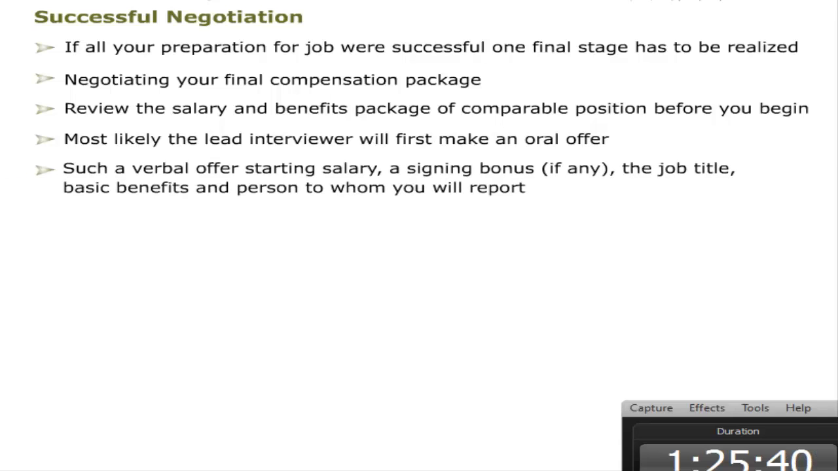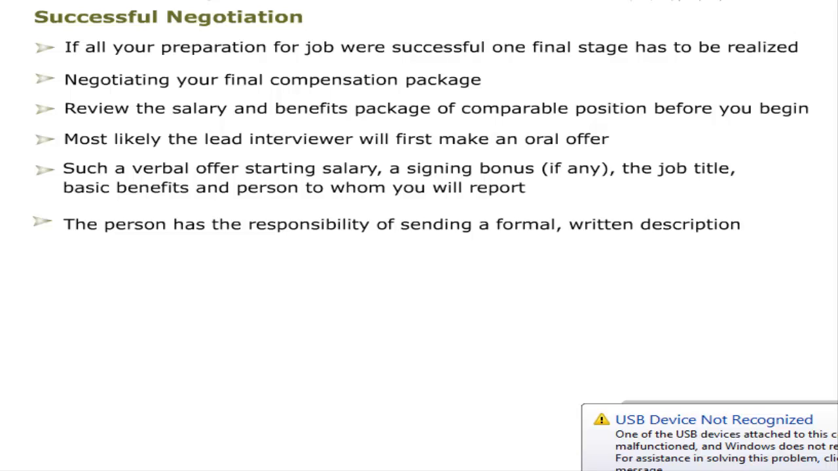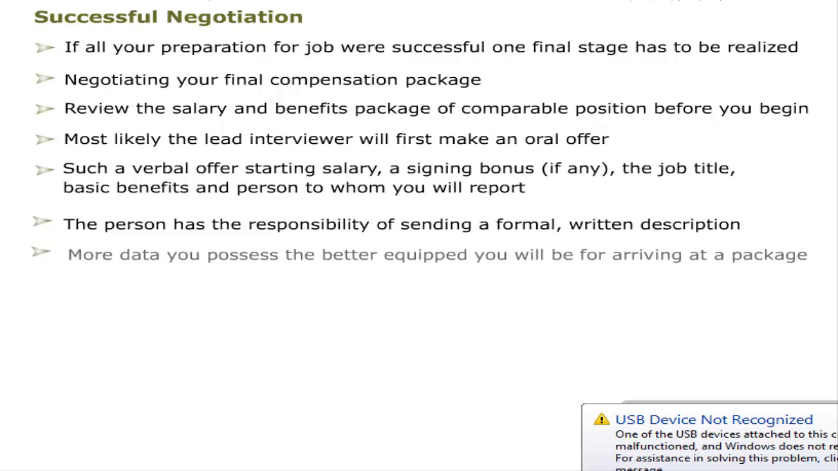Usually such a verbal or oral offer mentions the starting salary, a signing bonus if any, the job title, basic benefits, and possibly the person to whom you will report and a suggested starting date. The person making this initial offer then has the responsibility of sending a formal written description of the offer. The more data you possess prior to negotiating, the better equipped you will be for arriving at a package desirable to you and acceptable to your new employer.